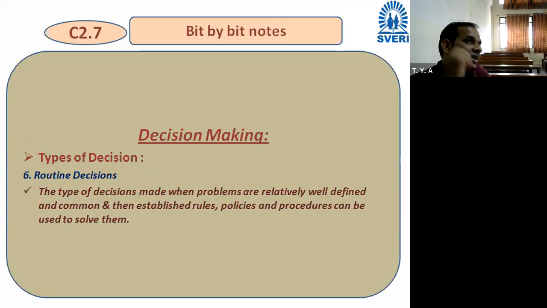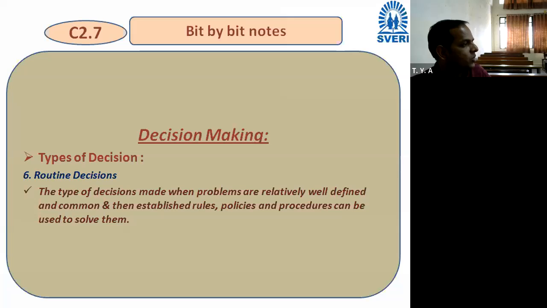Then next one is the routine decision. Routine name itself is telling. It is the type of decision made when problems are relatively well defined and common, so established rules, policies, and procedures can be used to solve them.